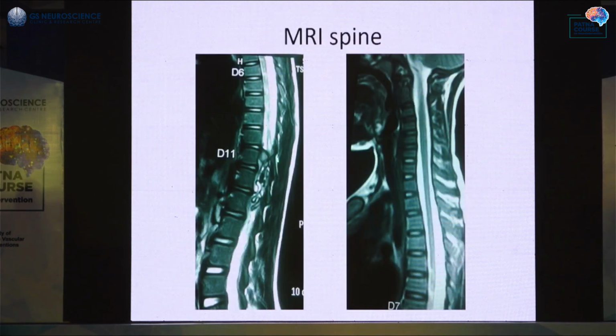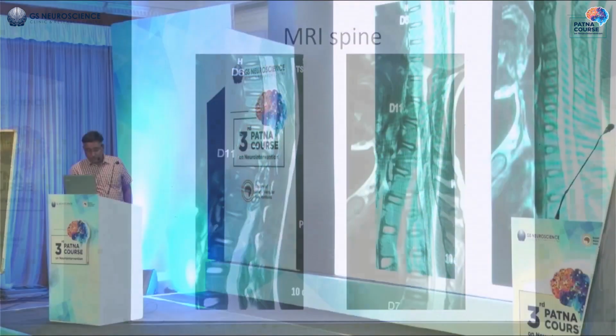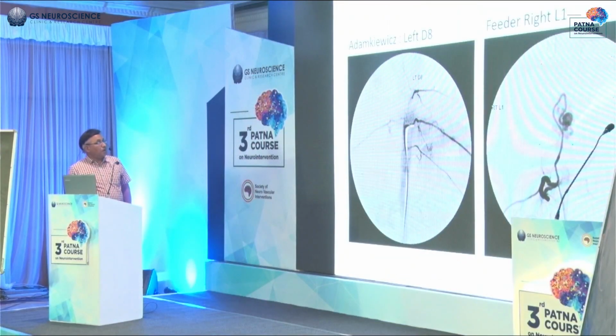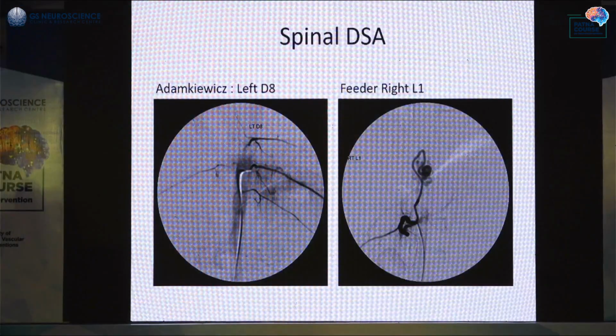In another view, again you can see these serpiginous flow voids, and the venous congestion is extending up to the lower cervical level, from D11 and L1 up to the lower cervical. So there's marked venous congestion at the cervical level. So that's the spinal DSA.